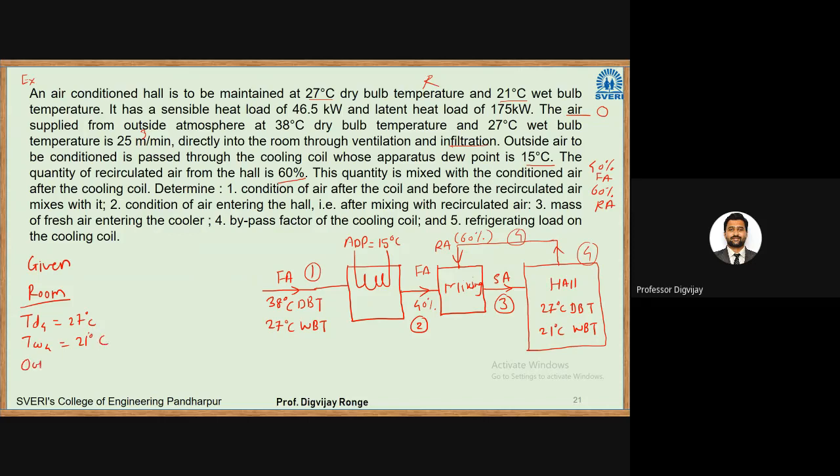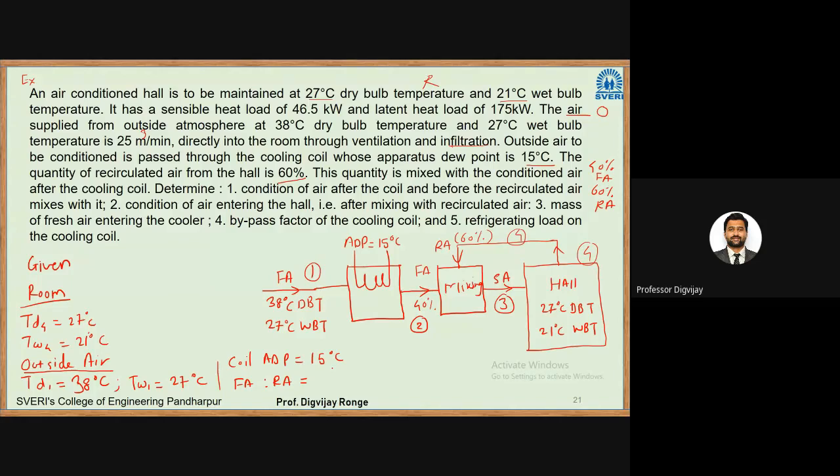Then outside air, here TD1, that is outside air's dry bulb temperature. TD1 is given 38 degrees Celsius. Then TW1 is given 27 degrees Celsius. Okay, so room air, outside air, these conditions are known to us. Then what else is given here? They have given coil ADP, which is 15 degrees Celsius. Then fresh air to return air, that is 60%.